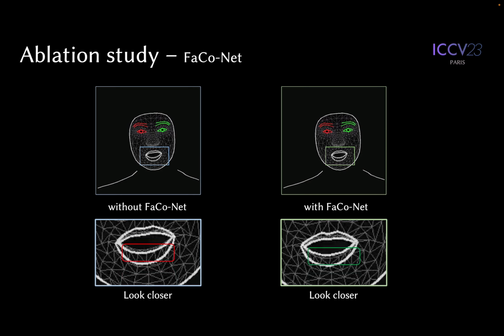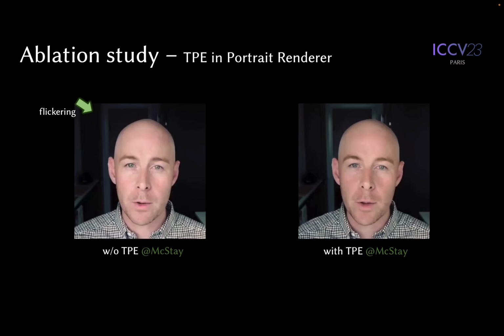As observed, without the FOCO-net, some vertices are misplaced. With the inclusion of TP, the rendered video becomes more stable and consistent.